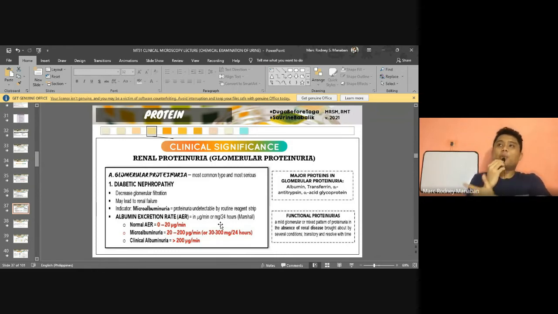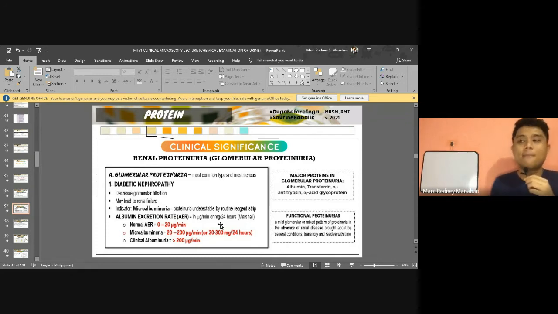That's why it's very important for diabetic patients to monitor their sugar and, aside from that, their protein level. Later, when we go to microalbuminuria, we'll discuss that. One of the complications of diabetes, which can be deadly, is diabetic nephropathy. So the kidneys are involved. Now, in diabetic nephropathy, again, there is decreased glomerular filtration, all right? Because there's damage in the glomerulus, so the filter is not working well. It may lead to renal failure in the long run, and an indicator, of course, is microalbuminuria, as I've mentioned.